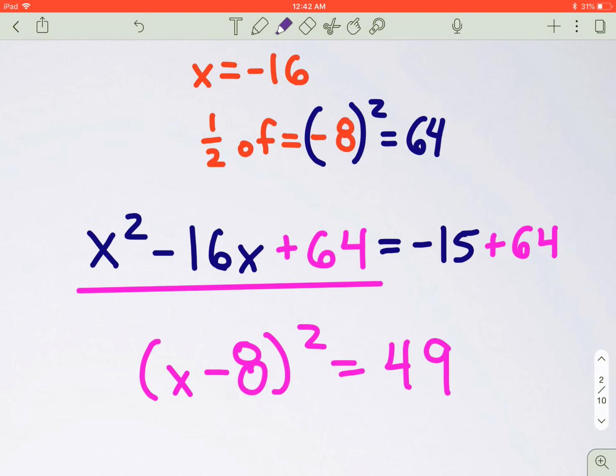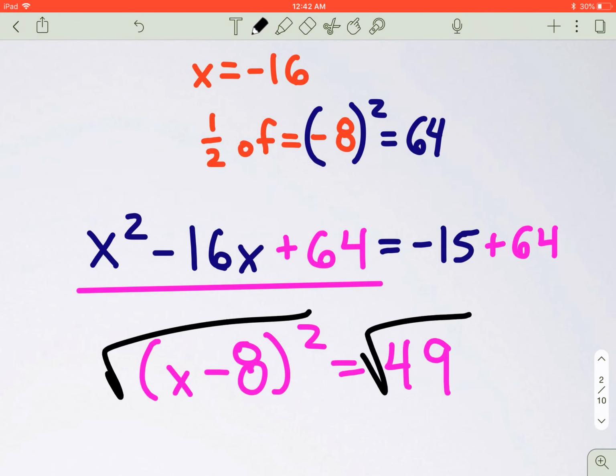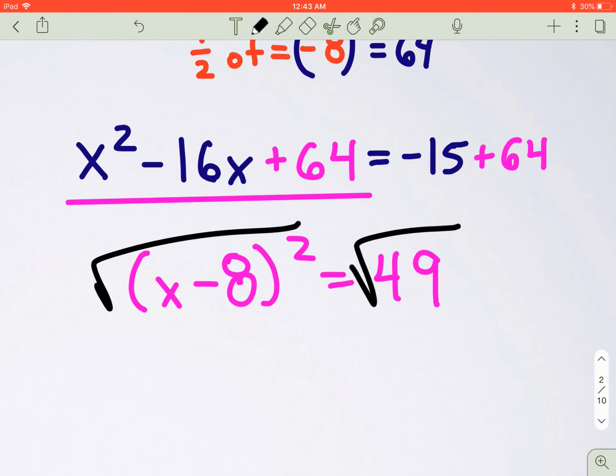So now that I've halved my x term, squared it, and added to both sides, and then factored my trinomial on the left-hand side, I can now solve these the same way we solved last week's problems by taking the square root of both sides. My square root and my squared symbol would cancel out, leaving me with x minus 8 equals, well, that'd be the square root of 49, which would be plus or minus 7.